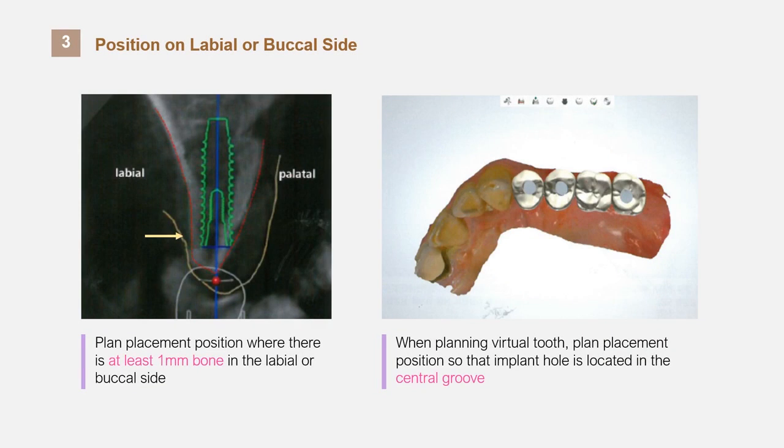When you are planning the implant location, there must be 1 millimeter of residual bone left on the labial and buccal side in the coronal view. When arranging the tooth virtually, the implant should be designed so that implant hole is located on the central groove. This can be helpful in manufacturing prosthesis that can be maintained for a long time when seating it later on.